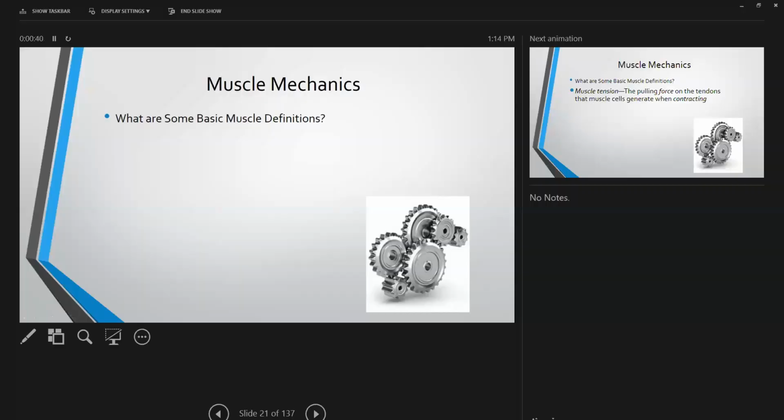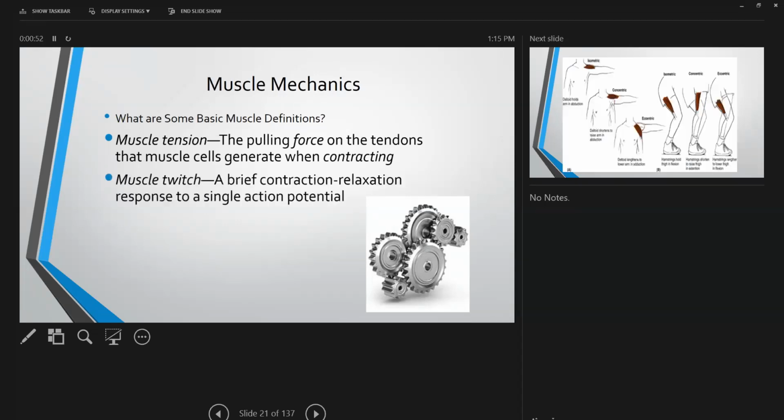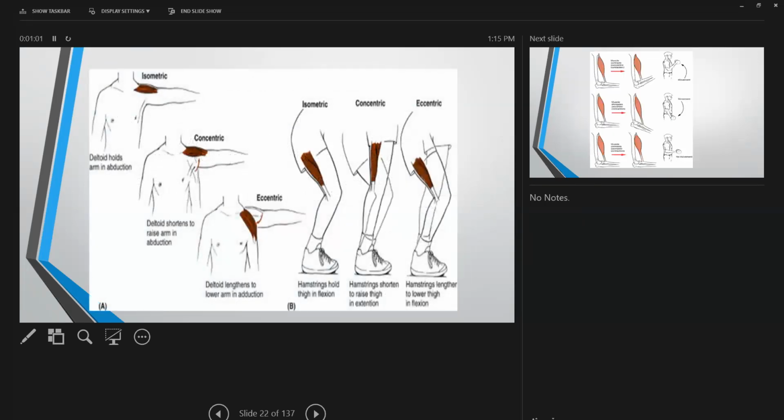So muscle mechanics, what are some basic muscle definitions? So muscle tension, the pulling force on the tendons that muscle cells generate when contracting. Muscle twitch, a brief contraction/relaxation, a muscle response to a single action potential. And then we've got these other terms, isometric, concentric, and eccentric. So iso means equal. An isometric contraction is where you're holding that muscle still, although the muscle is contracting, but you're not actually moving.